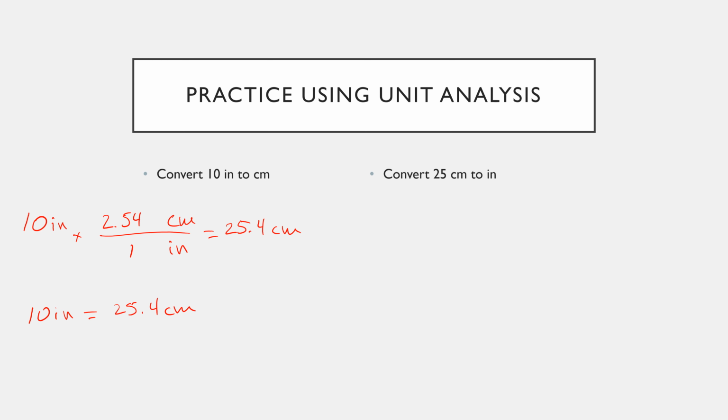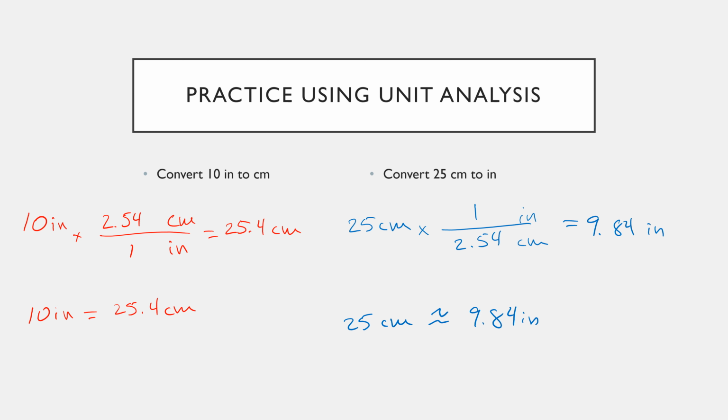And we'll do the same thing going from centimeters to inches. So 25 centimeters times, and again our fraction will have inches this time in the numerator, centimeters in the denominator. So that's going to be times 1 inch is equal to 2.54 centimeters. So this time it's 25 divided by 2.54, and that's going to give us 9.84 and a bunch of other decimals. So we're going to round off here and say 25 centimeters is approximately equal to 9.84 inches.